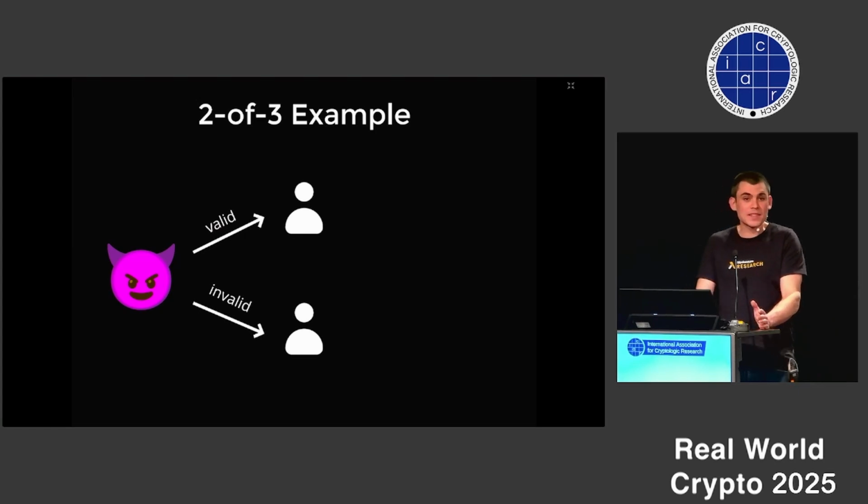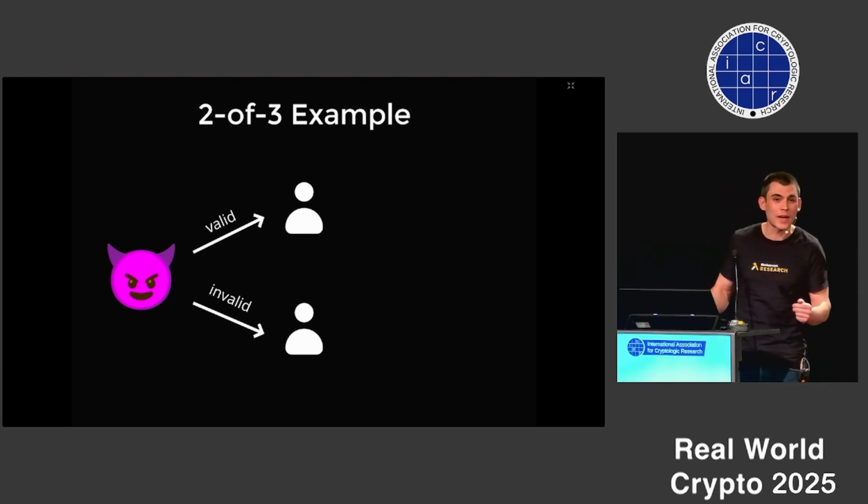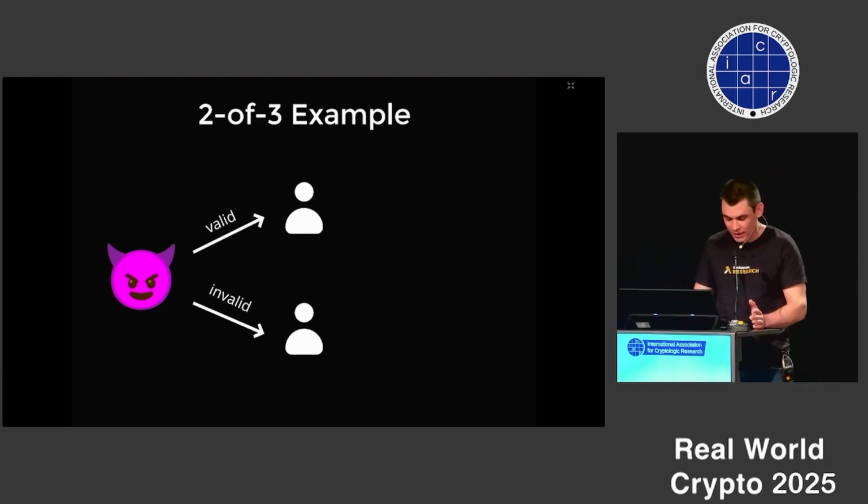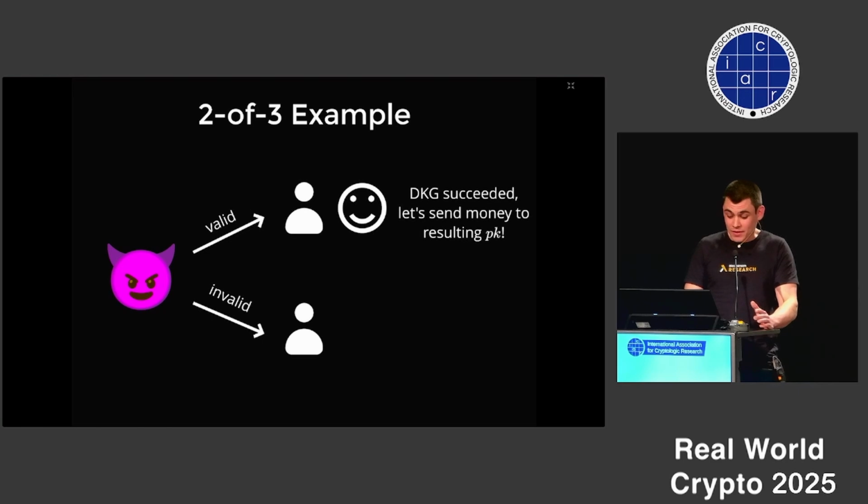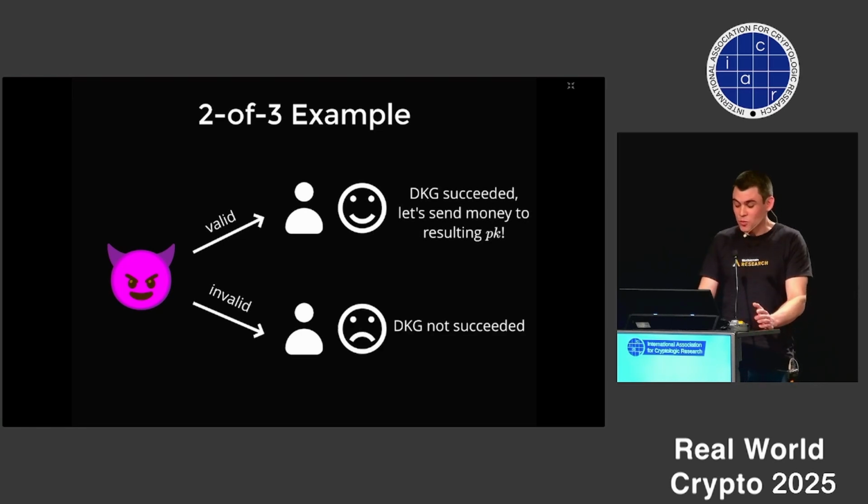So this diagram depicts part of a 2 of 3 PETPOP DKG. I haven't described at all how PETPOP works, but I hope you can bear with me anyway. The only important part here is that in this protocol, it is possible for a malicious participant to send a valid message to one signer and an invalid message to another signer. The signer who receives the valid message believes the DKG succeeded and might go ahead and send actual money to the resulting public key, for example, using the Bitcoin protocol. But the other signer who received the invalid message considers the DKG to have failed.